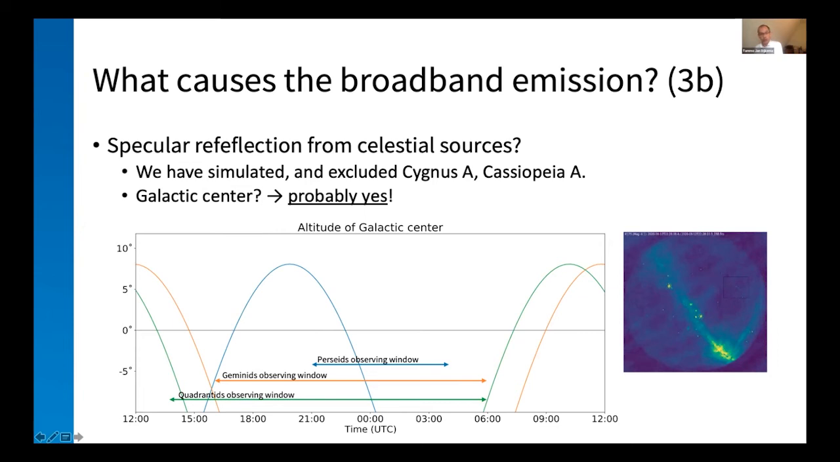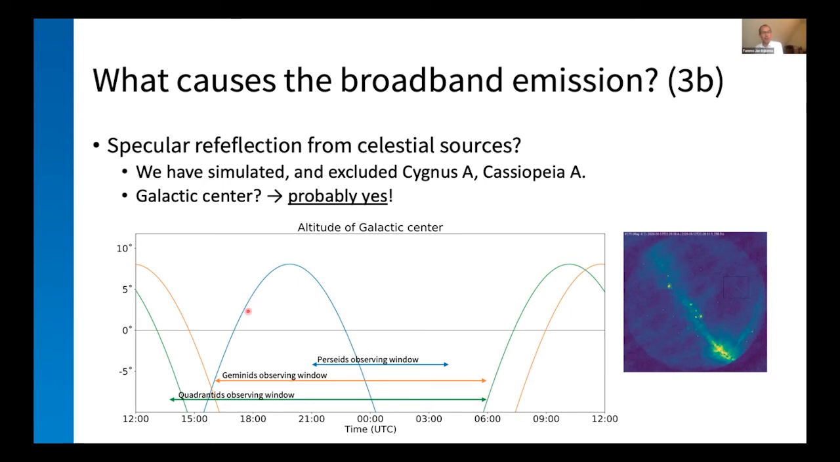So could it be a specular reflection from a celestial source, from a radio source on the sky? We have simulated, and we know that it's not Cygnus A or Cassiopeia A, which are the two brightest sources in the radio sky. But also there's this blob here, which is the bright radio emission near the galactic center.